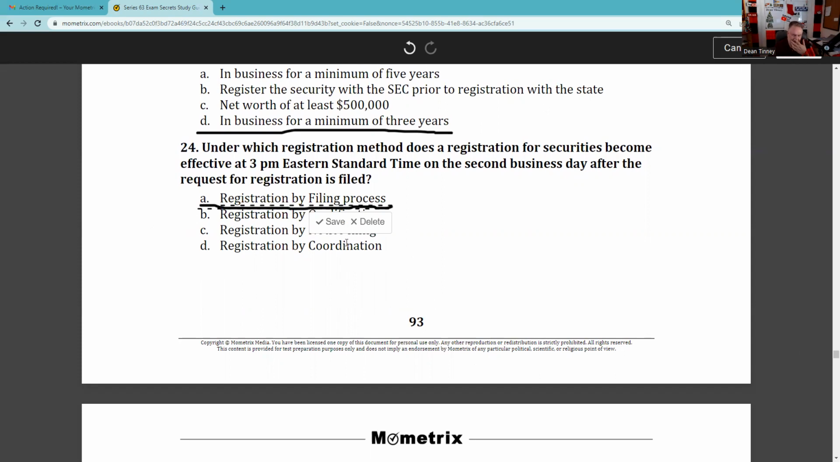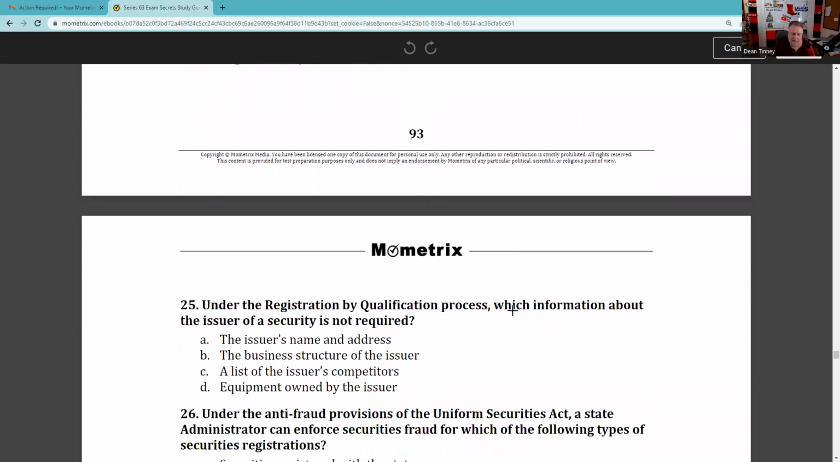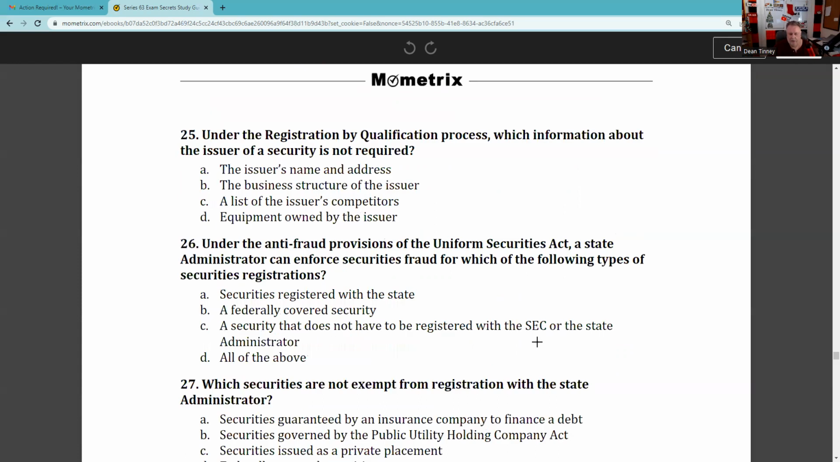I would know that qualification is certainly testable. Qualification is for where I can't coordinate and it's not federally covered. So I think you'll see B. It's not the right answer here, but that's the one I would know, particularly for something like Rule 147, interstate offering. Again, not a question I worry about. Oh, here we go. 25.